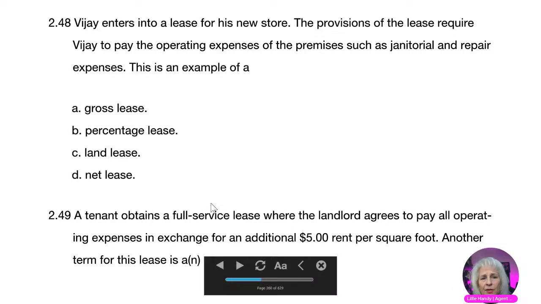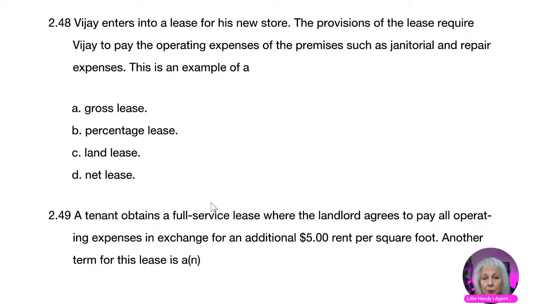48. VJ enters into a lease for his new store. So it's a commercial lease, right? The provisions of the lease require VJ to pay the operating expenses of the premises, such as janitorial and repair expenses. So this is an example of what type of a commercial lease? A, gross lease. B, percentage lease. C, land lease. Or D, net lease. So they're paying operating expenses, such as janitorial and repair expenses.